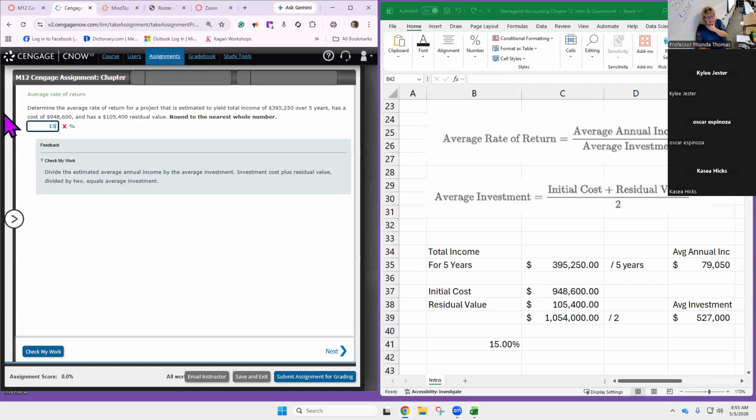So here's the idea. If we're going to do this project, this gives us an idea of how much we'll make on it. There we go. It says round to the nearest whole number, but then it wants me to put in a decimal.